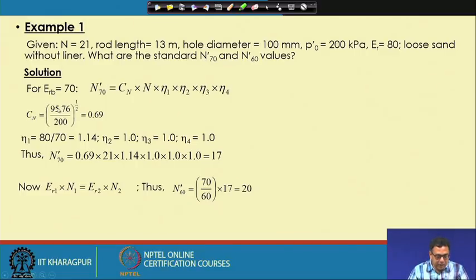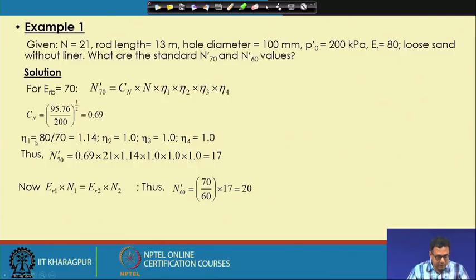So, Cn I will get from P0 bar, which is already given as 200 kPa. So, we can put it directly here in kPa. Remember that P0 is always in kPa if we put it in this expression. So, it is 0.69. So, our correction factor for the overburden pressure is 0.69.